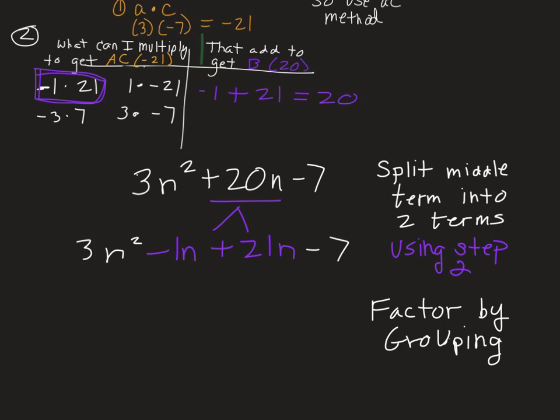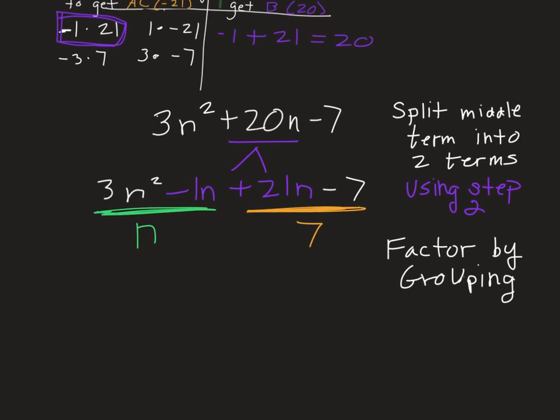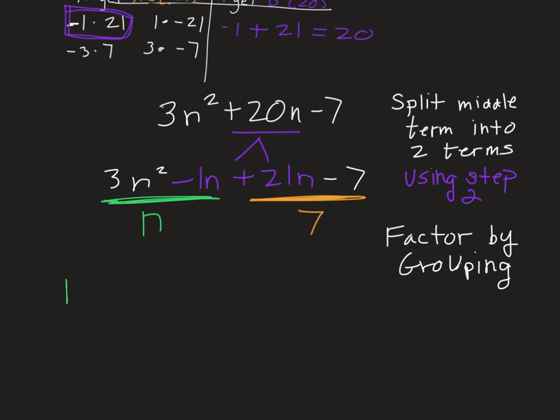So remember, I'm going to take those 4 terms and I'm going to group them into 2 groups where I can factor out a common factor. So in this case, I can factor an n out of those 2 terms, and here I can factor a 7 out of those 2 terms. So then you factor out that common factor.